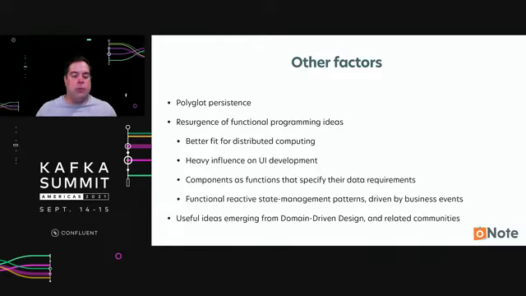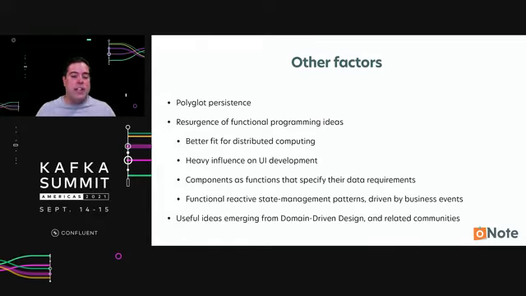There's been a resurgence of functional programming ideas. I come from a functional programming background, especially in Clojure and other Lisps. And a lot of functional programming ideas are coming back into the fore. That pendulum's swinging back away from OO purism, back into functional programming territory. And that's a good thing. Functional programming tends to be a better fit for modeling distributed computing than object-oriented programming in terms of a mental analogy for distributed computing. It's heavily influencing UI development.